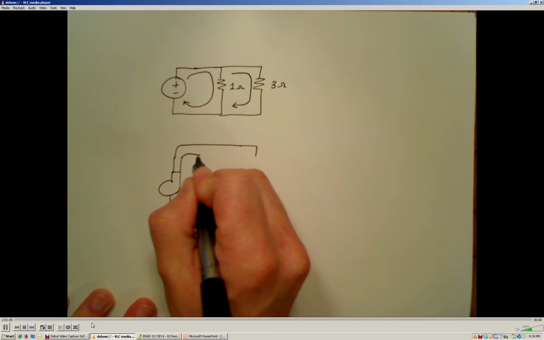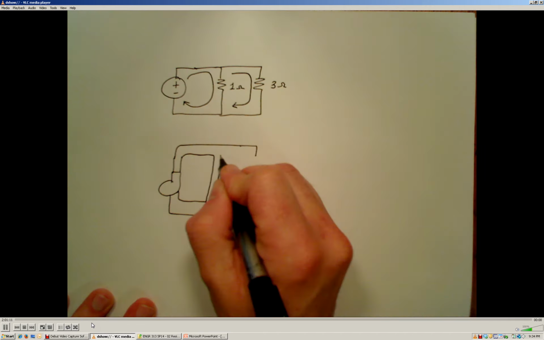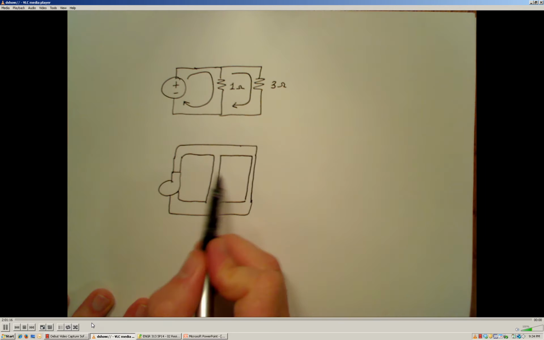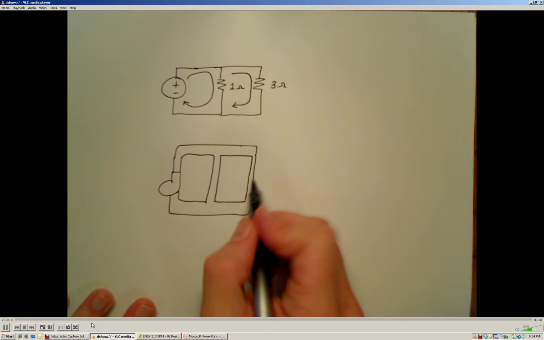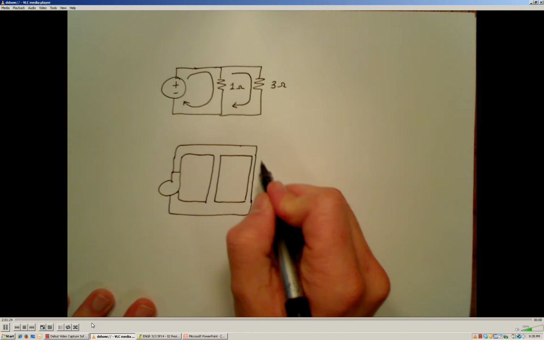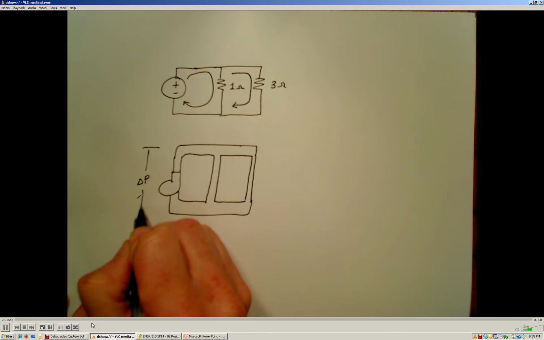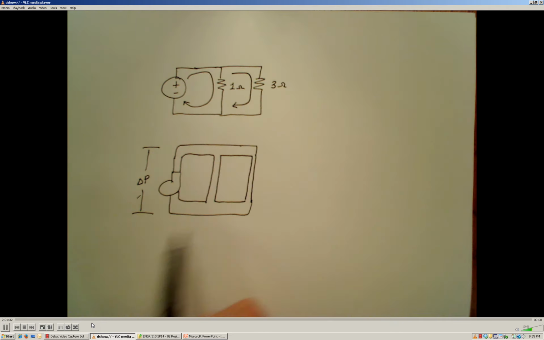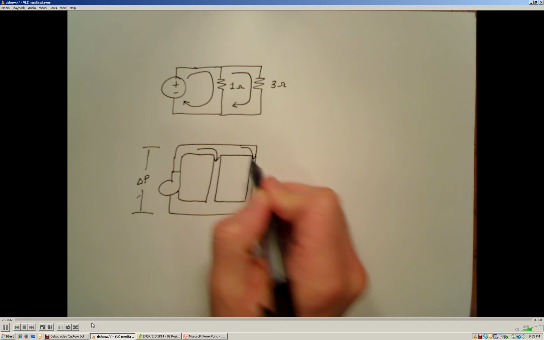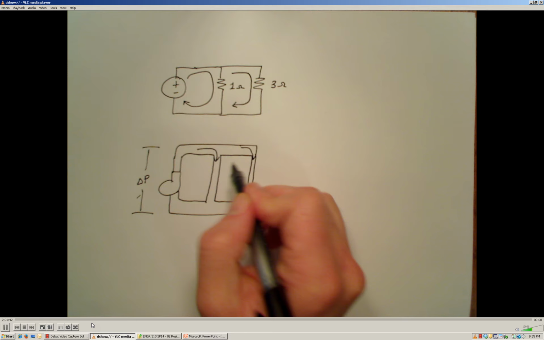We have two pipes connecting these together: one that's really wide and has a low resistance, and one that is a little narrower and has a little more resistance. There's a pressure difference across this, a delta P. Since there's a pressure difference, there's still an impetus for the fluid to move from the high pressure side to the low pressure side through both tubes.